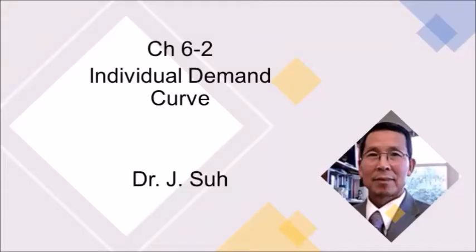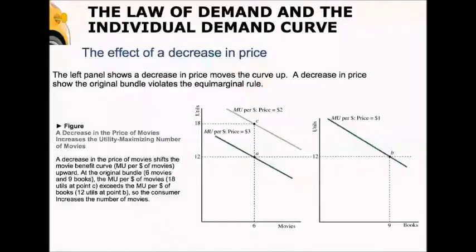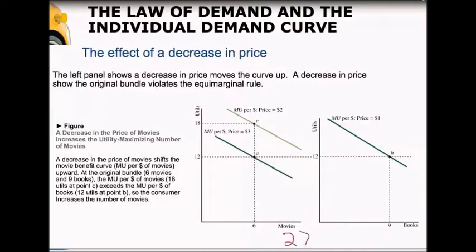Let's use the equal marginal rule to try to figure out what happens to the quantity of a good or service when there is a decrease in the price of that good or service. Again, let's look at our example where we're choosing between movies and books. And we have a budget that says we can spend $27 total between movies and books.